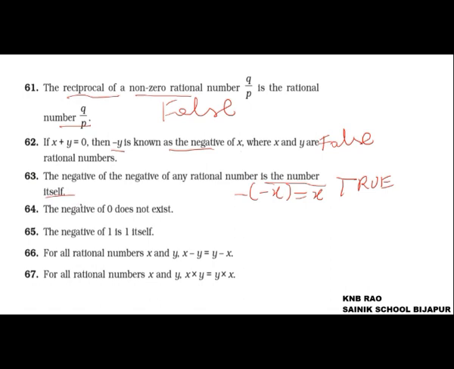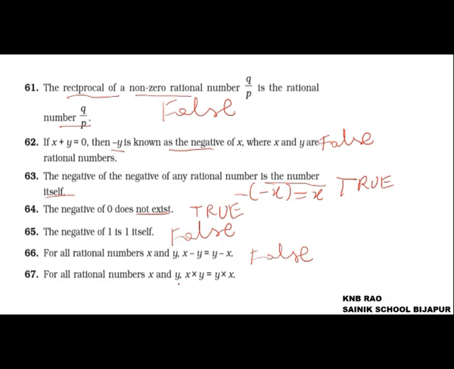Next, the negative of 0 does not exist. This is also true. So, negative of 0 doesn't exist. Learn that. Negative of 1 is itself is false. Negative of 1 is minus 1. For all rational numbers x and y, x minus y equals to y minus x. It is also false. Commutative property is not true for subtraction.